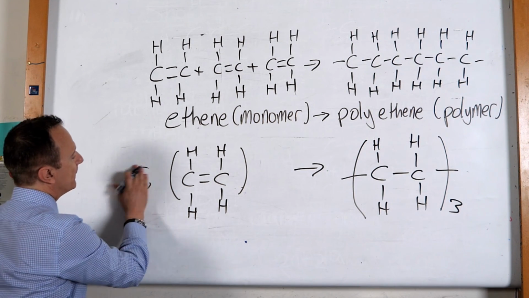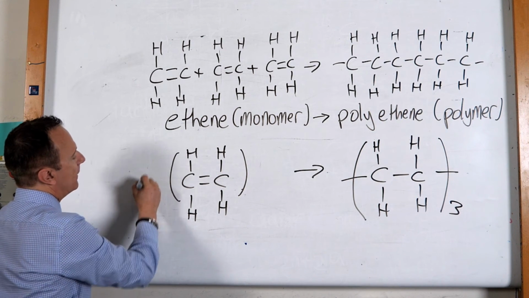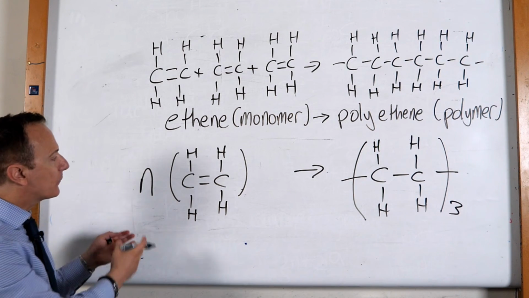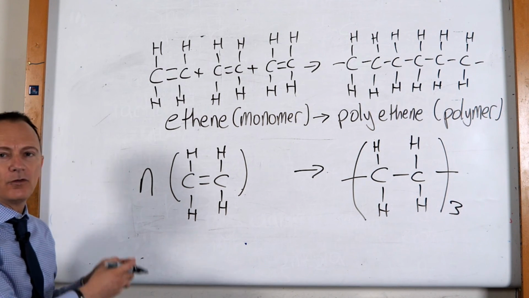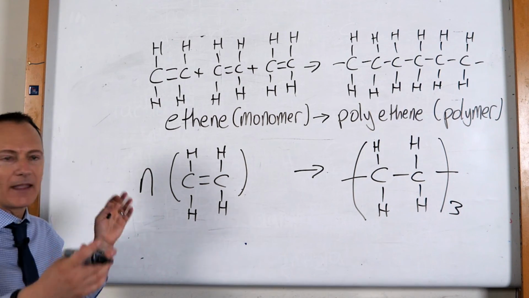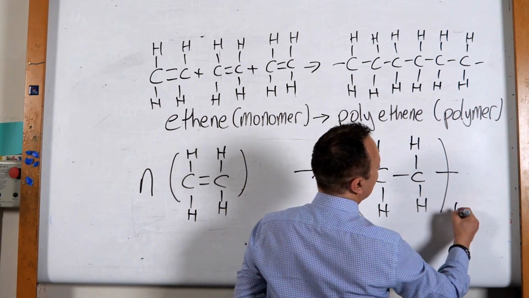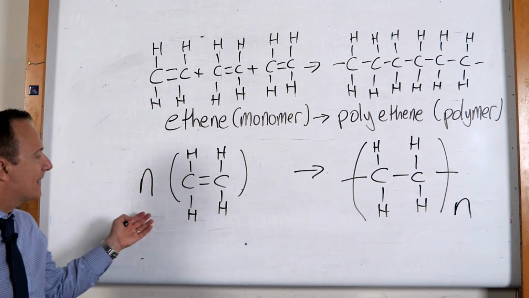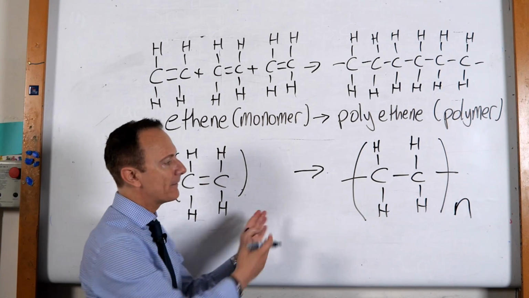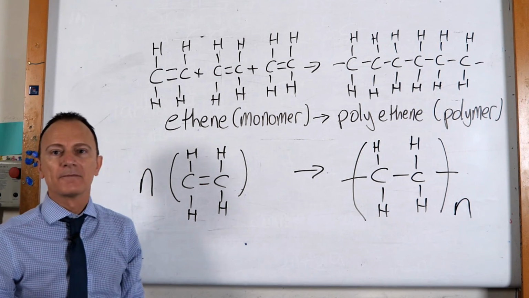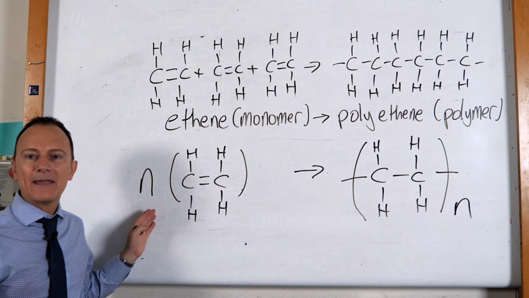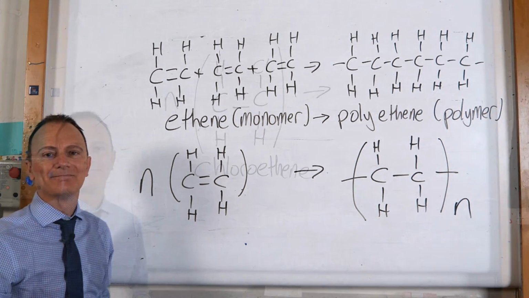So what we do is we use N, which stands for a large number. So a large number of ethene molecules, when we join them together, it will make a long molecule that looks like this, but it will be many times longer. If we start with 10,000 of these, it would look like that 10,000 times over. And this is how we show a polymerization reaction.